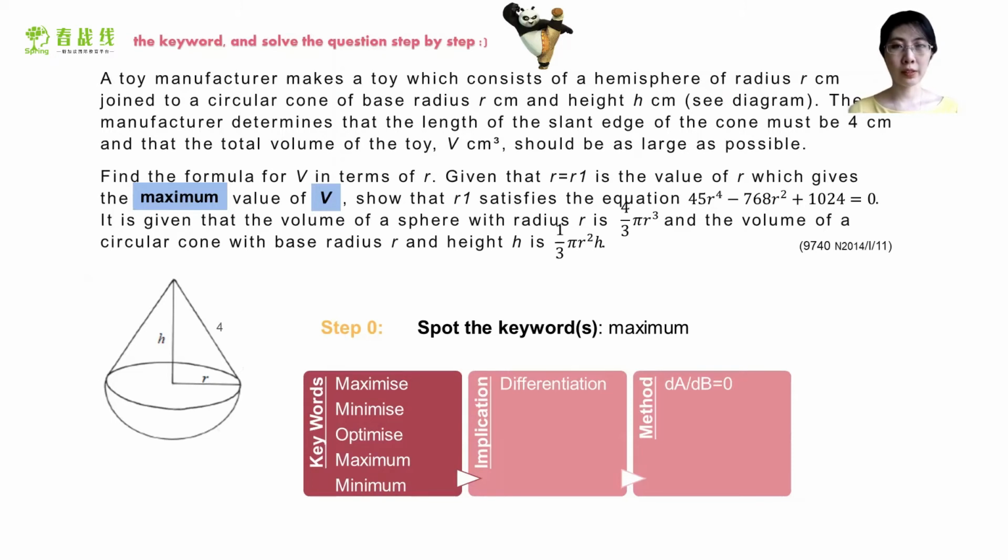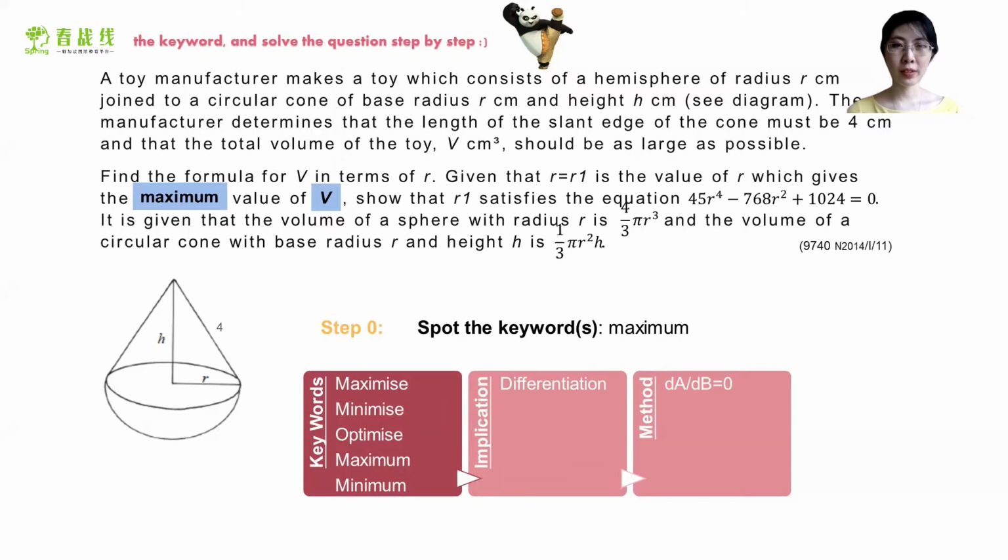Once you spot the maximum, you should know that you need to use differentiation to solve, and d something over d something equals to 0. Similarly, not just constrained to maximum. So once you see minimum, maximization, minimization, optimization, and so forth, one of the keywords that you spot, you need to use d something over d something equals to 0.